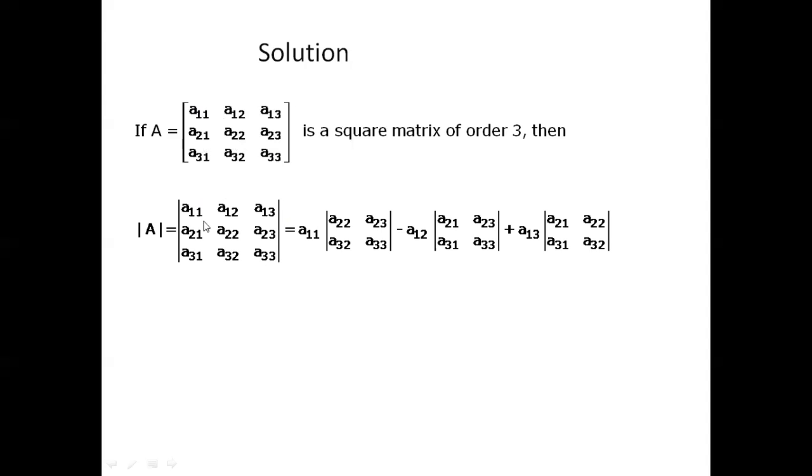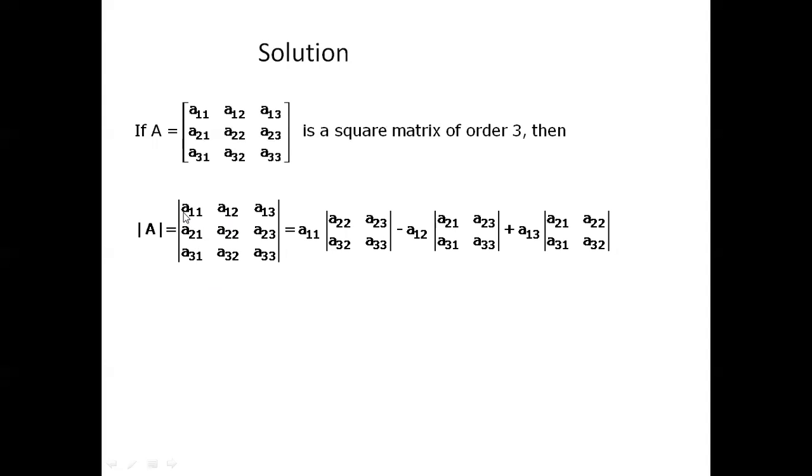Take the first row, that is A11, A12, A13. The first element is positive, the second is negative, the third one is positive. So positive, negative, and positive. First, take A11. A11 lies in the first row and first column.